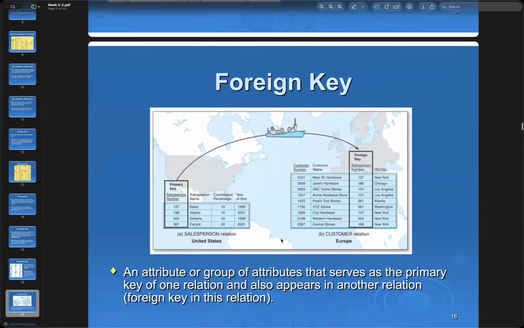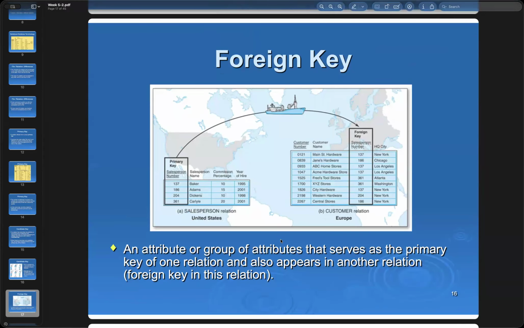Next is the foreign key. A foreign key is an attribute or a group of attributes, because we can have a combination, that serves as the primary key of one relation and also appears in another relation. It is the foreign key in this relation. So when we call it a foreign key in this table, it should be the primary key in another table.